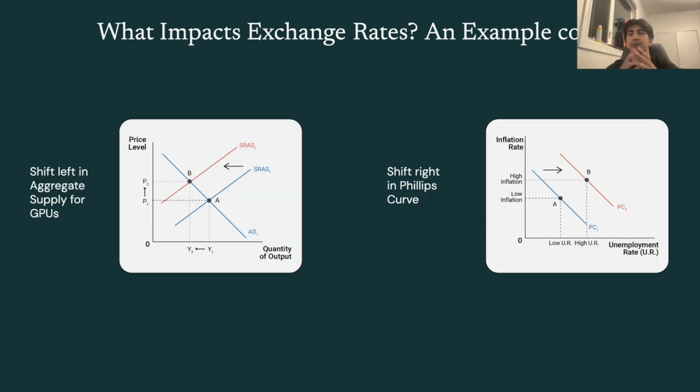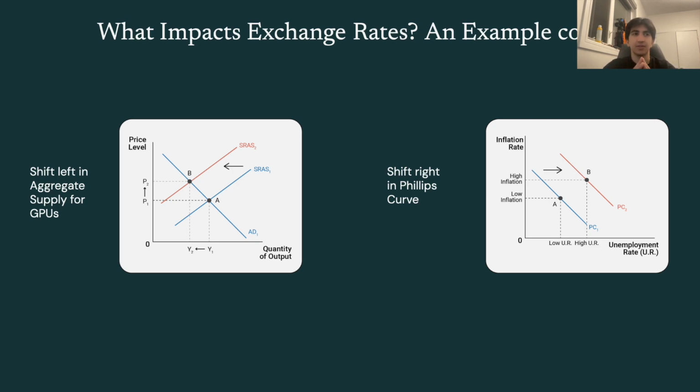Now, as we can see here, the shift left in aggregate supply for GPUs was not accompanied with a shift left in the demand. So what ended up happening was that the price increased from P1 to P2. And in our case, this was about a 2 to 3x increase in price of these graphics cards. At the same time, the quantity of output decreased from Y1 to Y2, furthering this impact.